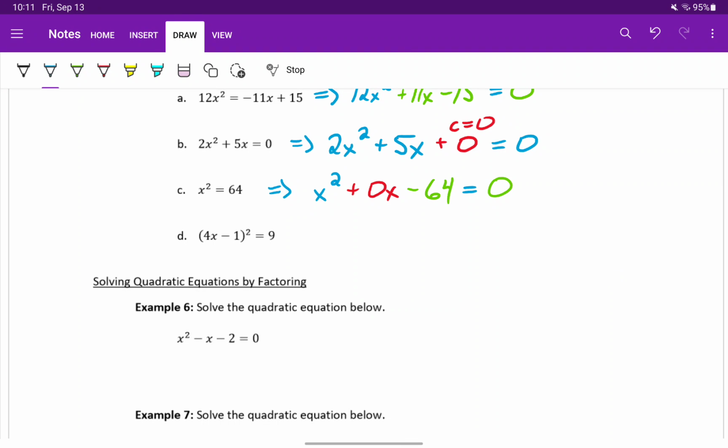In part D, we have something that looks quite a bit different. Here what we'll need to do is expand everything out on the left-hand side. So we'll FOIL, meaning we'll take 4x times 4x to get 16x squared. We'll multiply the outside terms, which would give us negative 4x. Multiply the inside terms, which would give us minus 4x. And multiply the two last terms, which would be positive 1. So keep in mind what we're really doing there is taking 4x minus 1 times 4x minus 1 and FOILing that out, expanding that out.